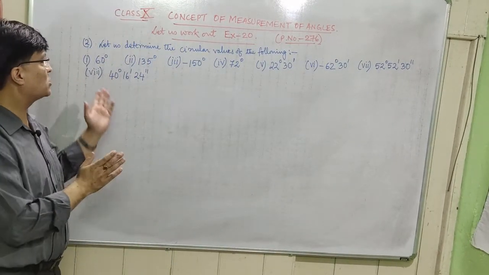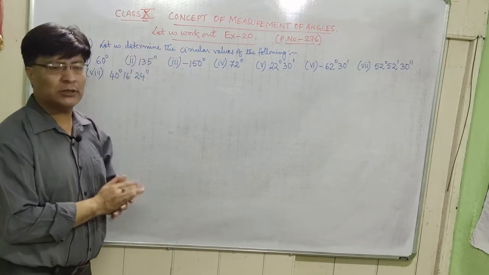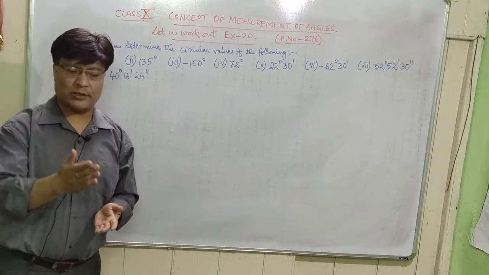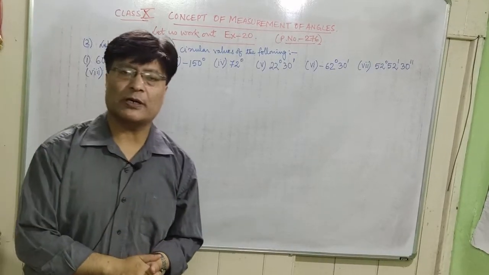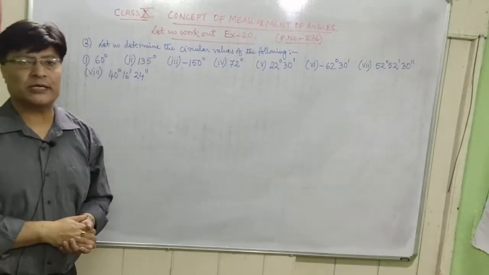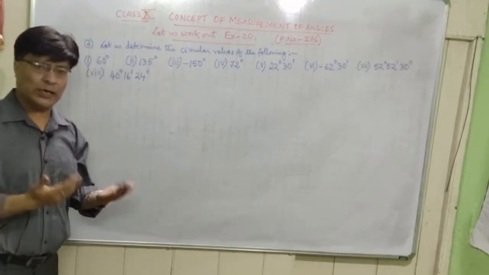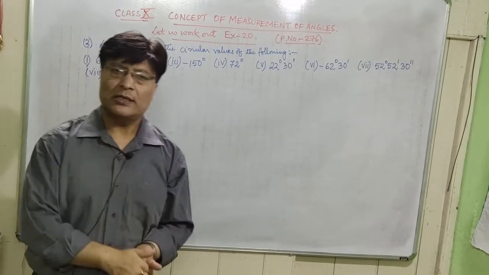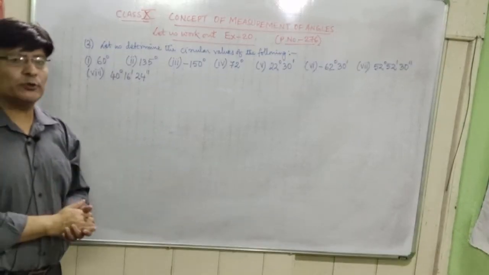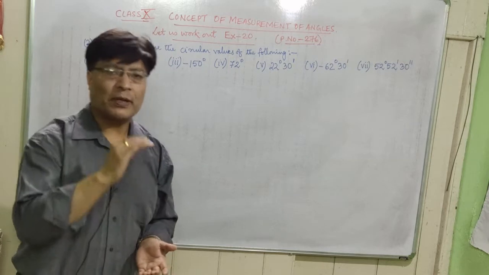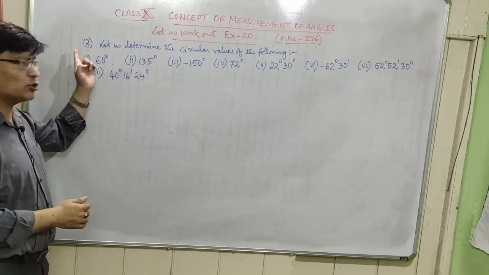Okay. So let's do this question now. Let us work out exercise 20, page number 276 from the book Ganit Prakash for class 10 by West Bengal Board of Secondary Education. So now let's start this question number 2. In the last online class we did question number 1, so I hope you revise all the problems that we did in that online class. So let's do this question number 2.